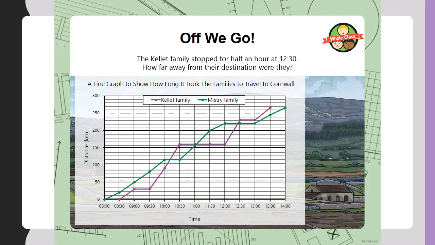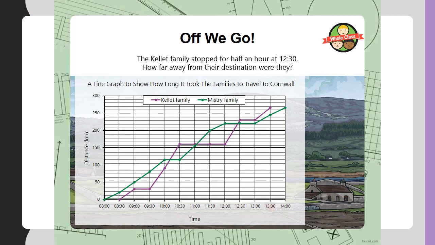The Kellett family stopped for half an hour at 12:30. How far away from their destination were they? So you need to follow the x-axis along until you find 12:30. And then once you hit 12:30, you need to travel upwards until you hit the purple line, which represents the Kellett family. We can see that at 12:30, the Kellett family were at, that's right, 230 kilometres. That's how far they had travelled.